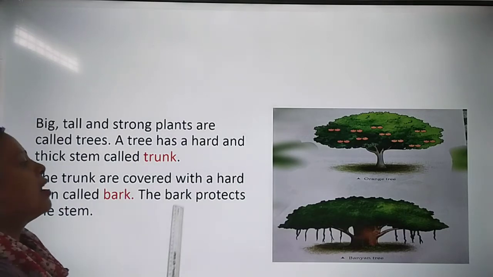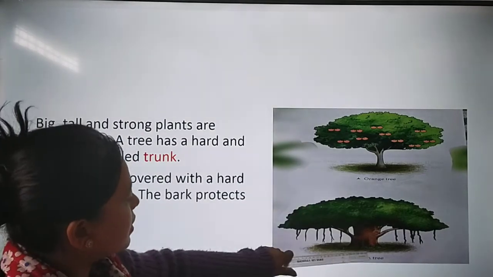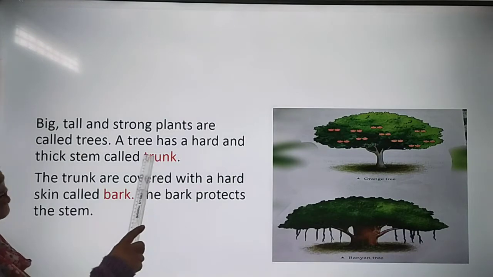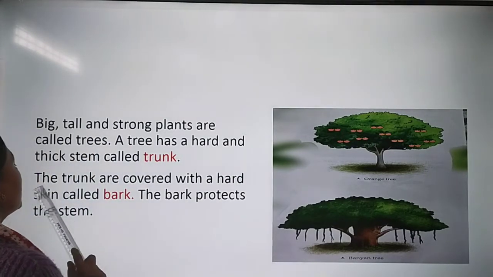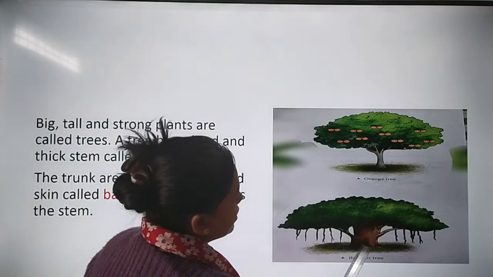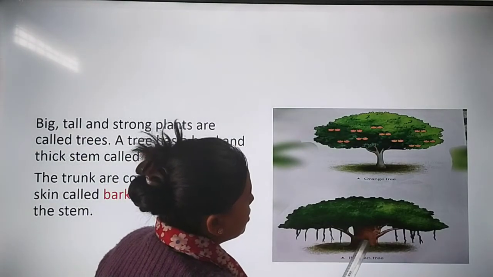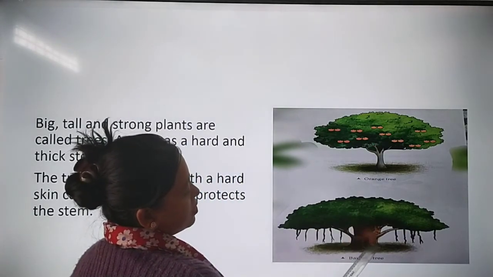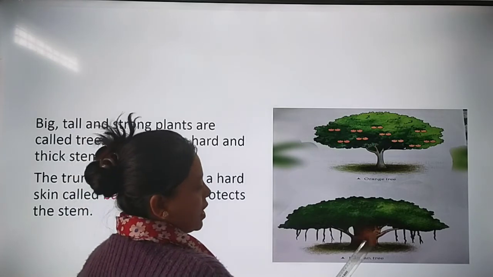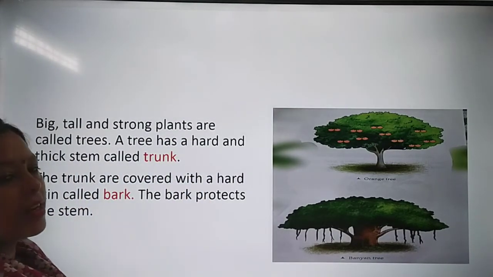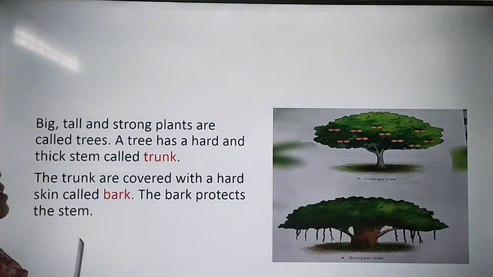So a tree has a hard and thick stem. This is the hard and thick stem, this one. And that is called trunk. The trunk is covered with a hard skin called bark. The bark protects the stem. So this is brown in color, no? So this is called bark. Okay, and this is the stem, and the brown color which is covered outside the trunk, that is called bark. And what is the function of the bark? Bark protects the stem.